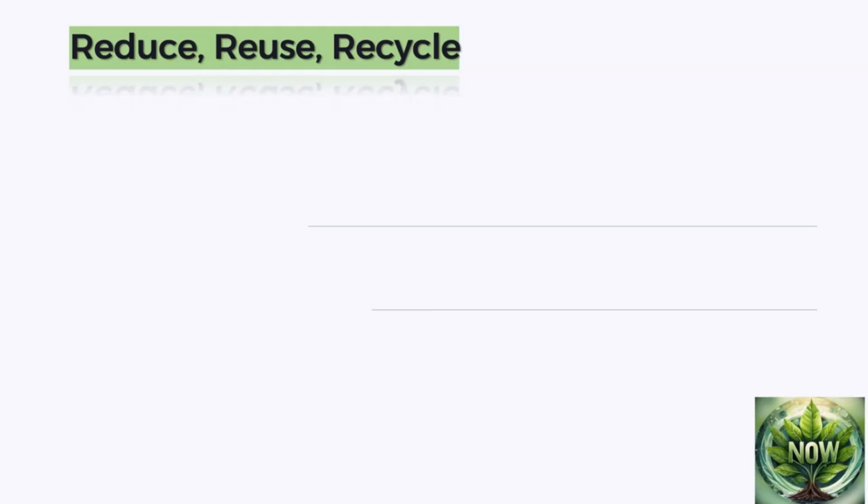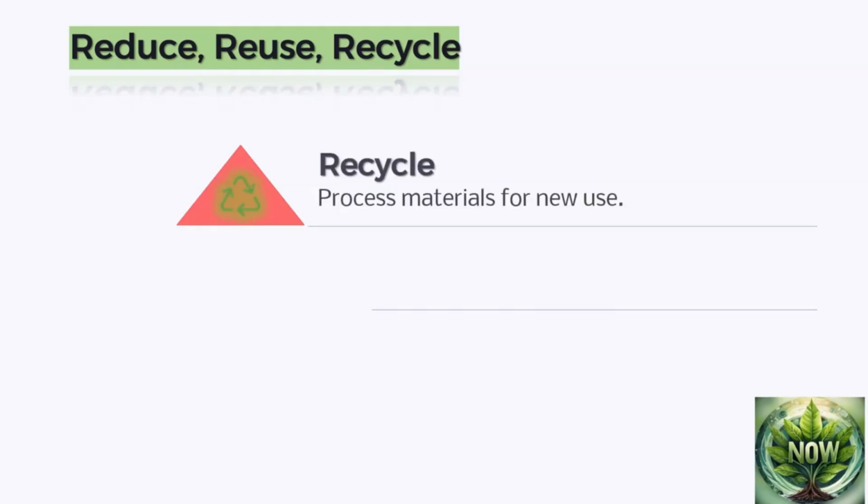Reduce is the first and most important R. It asks us to prevent waste before it even begins. That means turning off unused lights, printing double-sided, encouraging digital work instead of paper, and saying no to unnecessary packaging. These actions not only save resources, but they show students that less can be more.